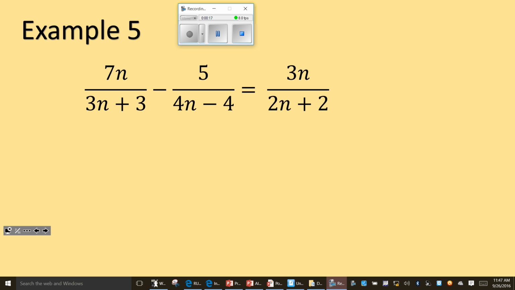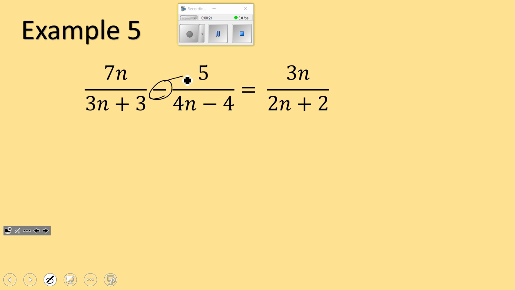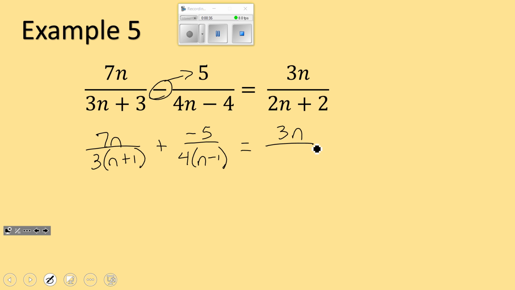So first things first is I would take this and apply it to the 5. So, and I'm going to factor each of these. So n plus 1 plus negative 5 over 4 times n minus 1 equals 3n over 2 times n plus 1. All right. What's the common denominator?